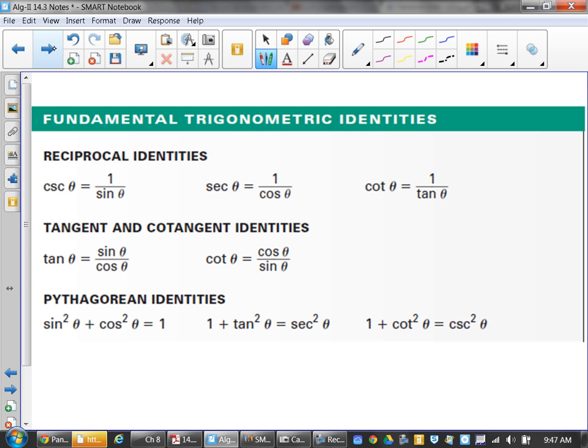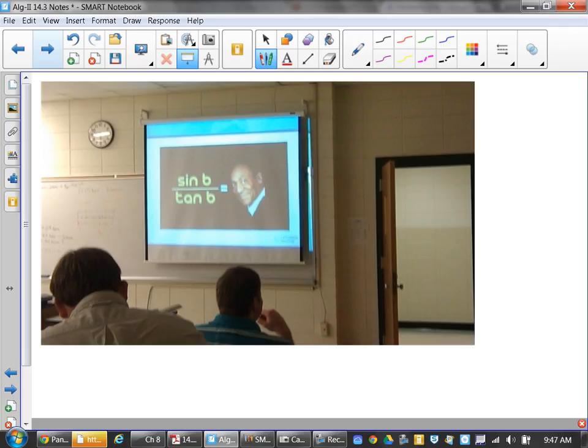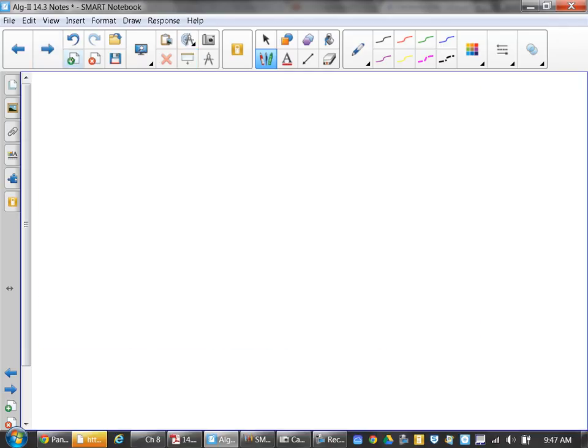So let me show you an example. I don't know if you can see that very well. Sine of b divided by the tangent of b equals cos b. Here's how.